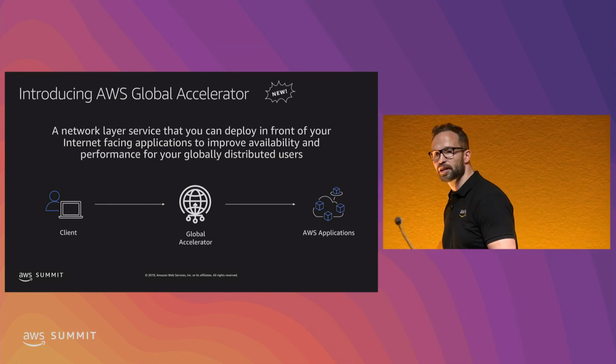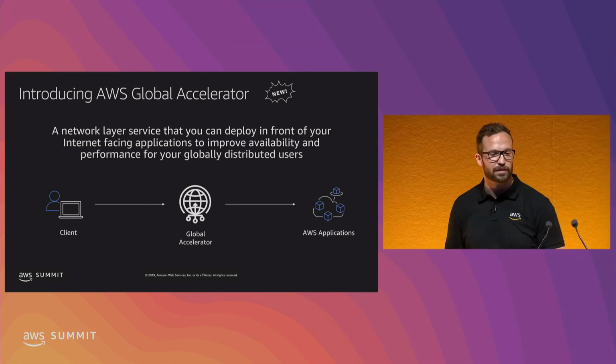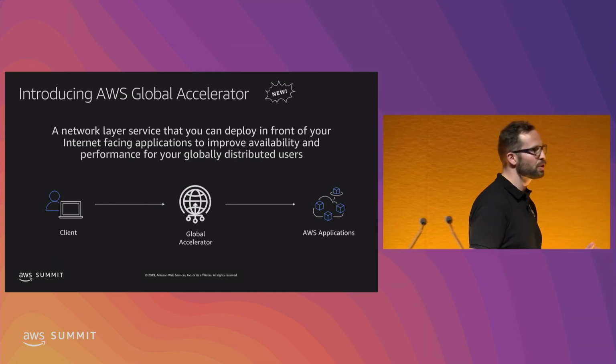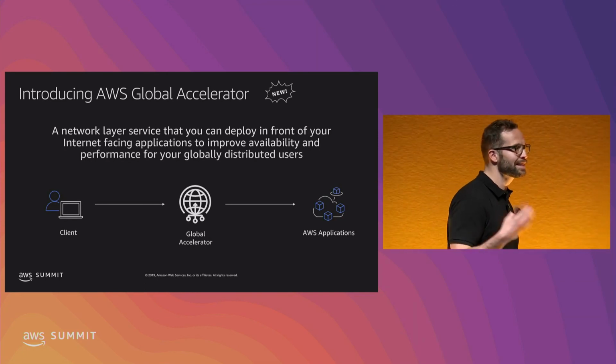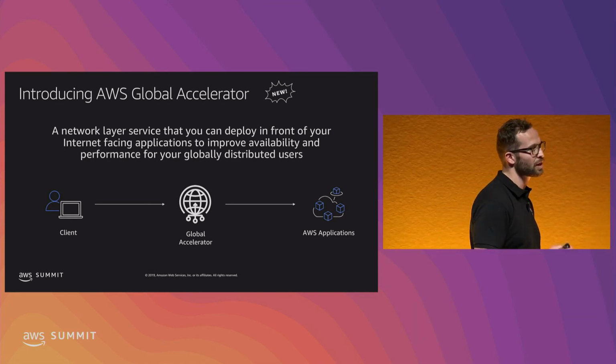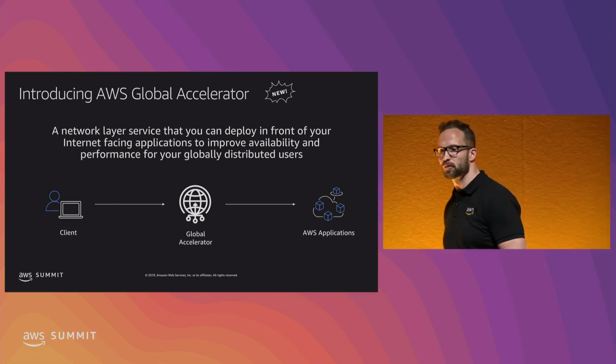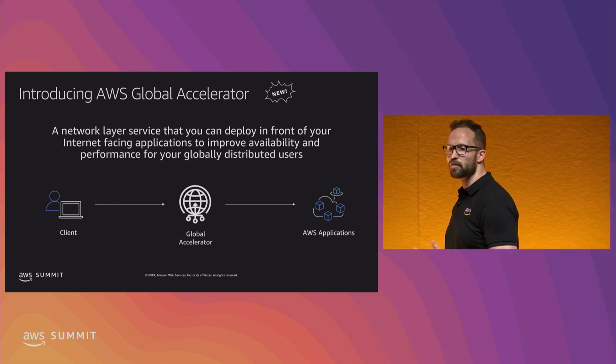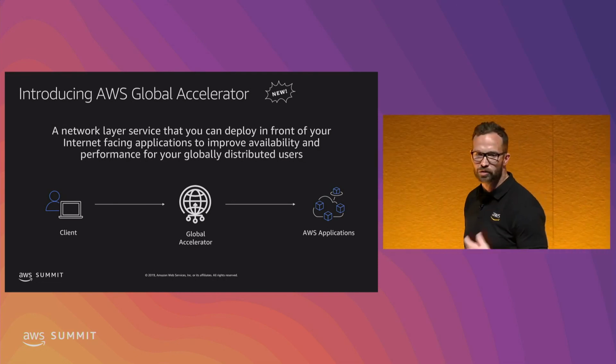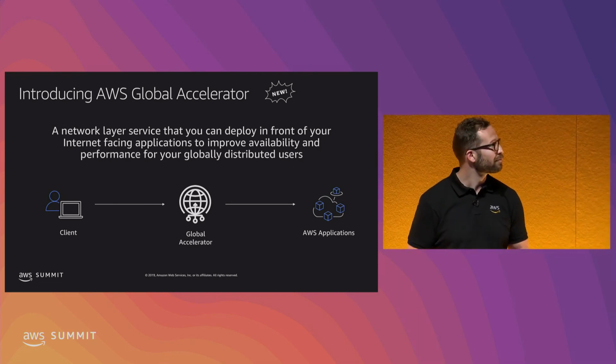So Amazon Global Accelerator is a network-based service that you deploy between your users on the internet and the application that's internet-facing, hosted on AWS, that allows you to optimize the experience for those users. And it can cover any type of application running on TCP or UDP.